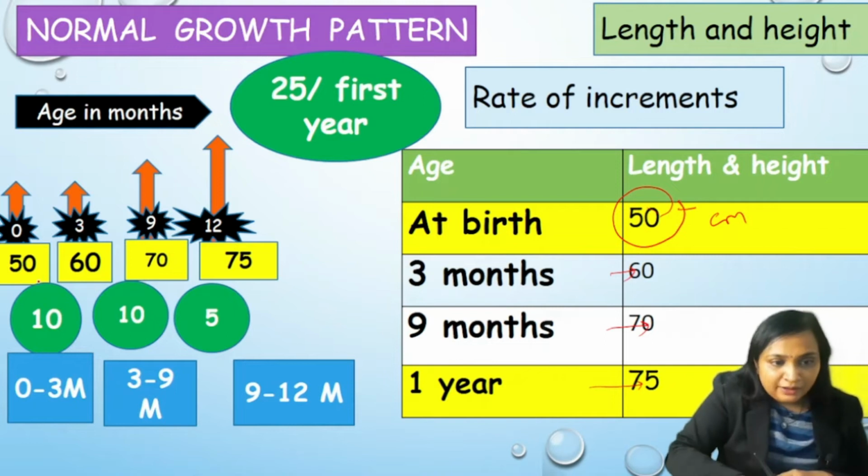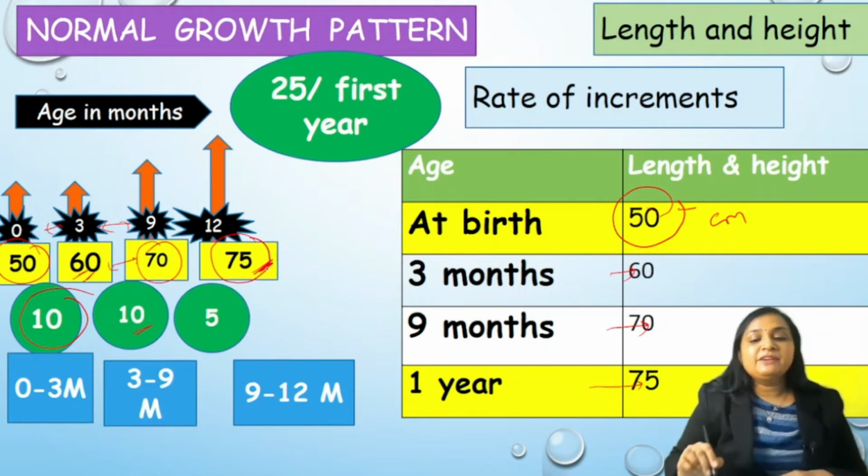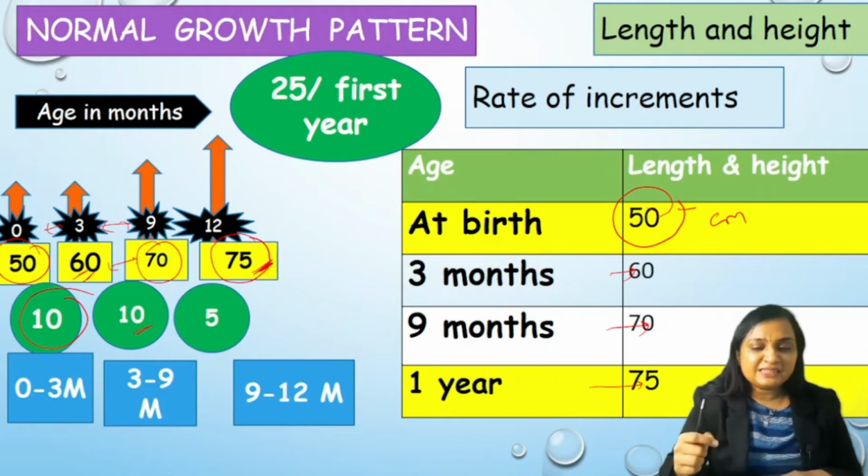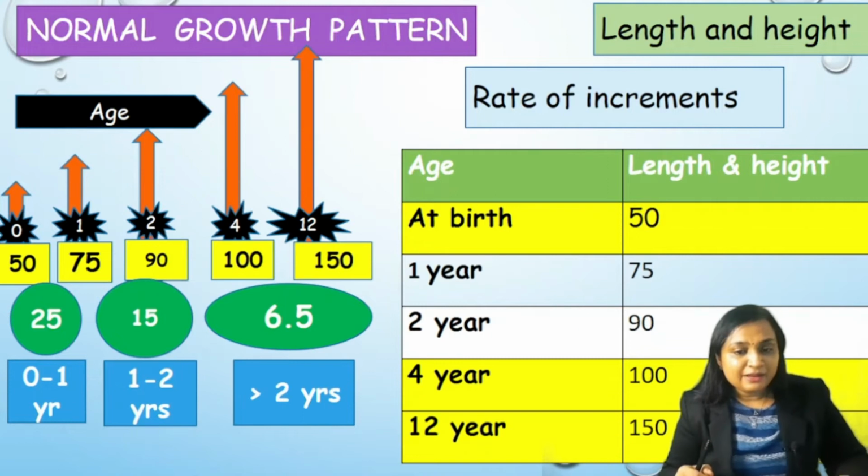Come to this part. At birth it is 50. Between birth to 3 months, the child will gain 10 centimeter of height. At 3 months around 60 centimeter. Between 3 months to 9 months, again the child will grow by 10 centimeter. So by 9 months it is 70. And at 1 year, or by the first birthday, the length of the baby will be 75 centimeter. You have to remember these 4 parameters: 50, 60, 70 and 75.